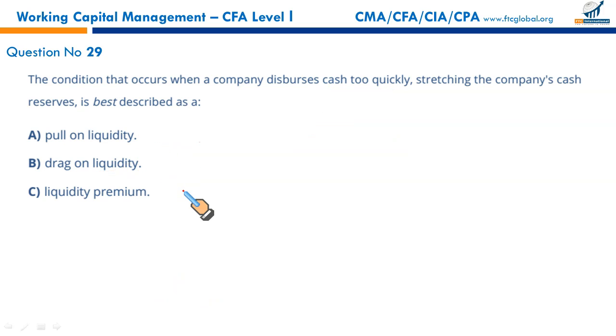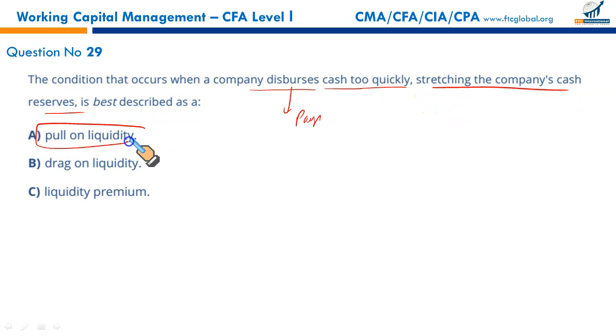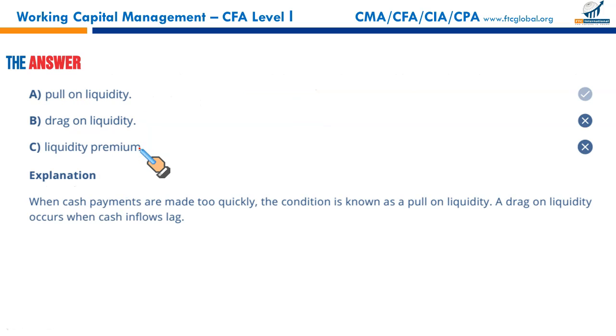The question specifically asked, the condition that occurs when a company disburses cash too quickly. Disburses means pays too quickly, stretching the company's cash reserves. It is pull on liquidity. That makes A the correct option.